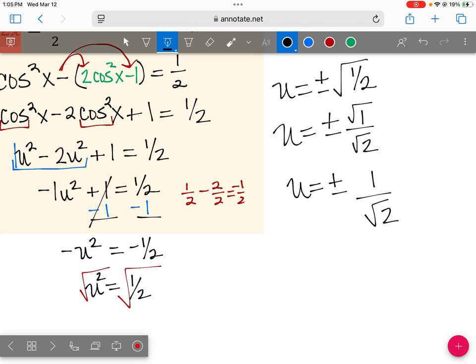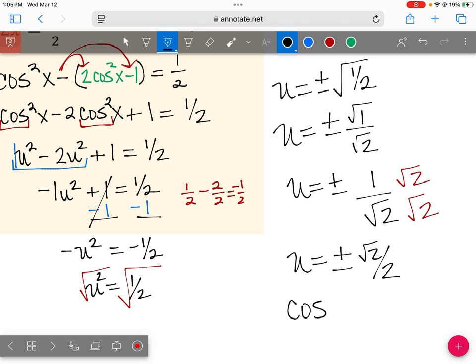What do I have to do now? Well, not quite. We're not quite there yet. We have to get rid of that root 2 in the bottom. How do I get rid of the root 2 at the bottom? Multiply top and bottom by root 2. And then we have u equals plus and minus root 2 over 2.